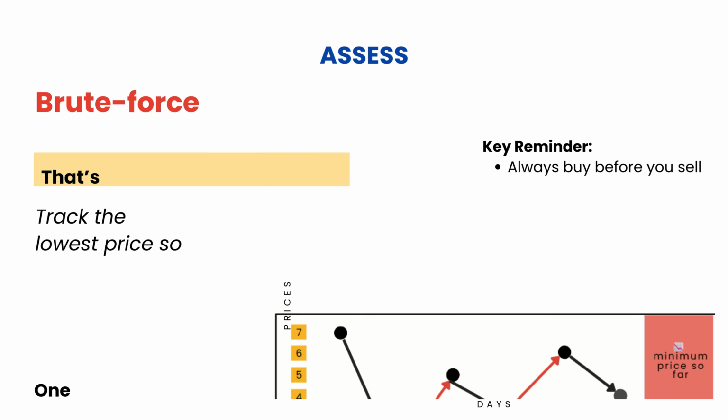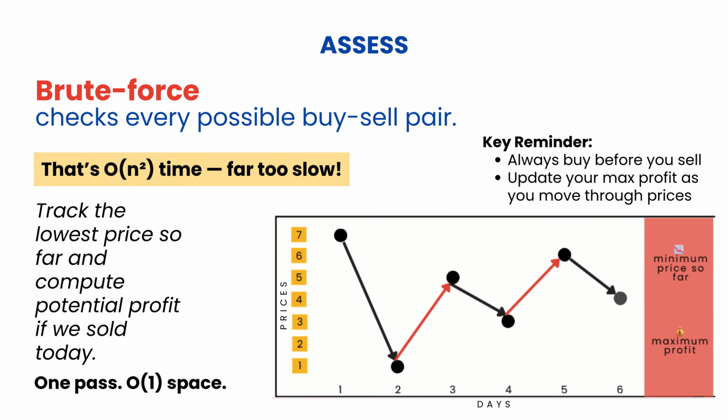Let's assess our options. A naive brute force solution would check every possible pair of buy and sell days, but that takes O(n²) time, not scalable for big inputs. Instead, can we track the lowest price seen so far and always check the profit if we sold today? This only needs a single pass and one extra space. Super efficient. Remember, always buy before you sell, and update your max profit as you go.